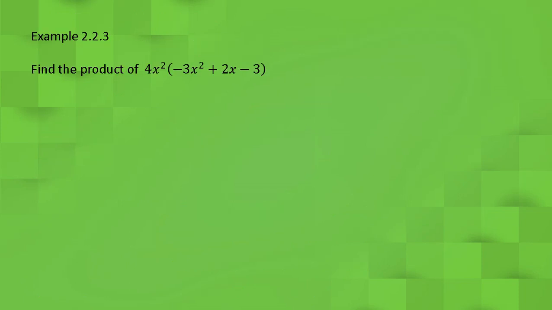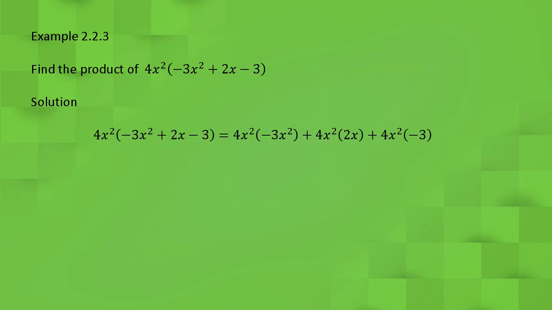Now, let's have multiplying polynomials. So find the product, or when we say product, that is the answer of multiplication. Okay? So we have 4x squared times negative 3x plus 2x minus 3. So what we will do is just distribute this 4x. So 4 times negative 3x, 4x squared times 2x, 4x squared times negative 3. And then we have negative 12.